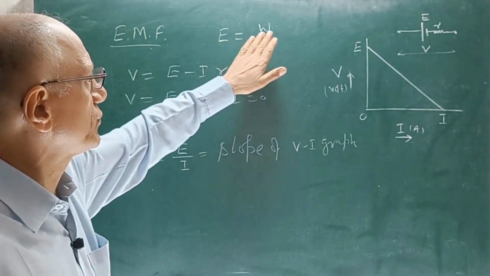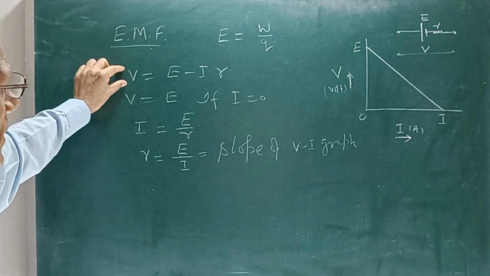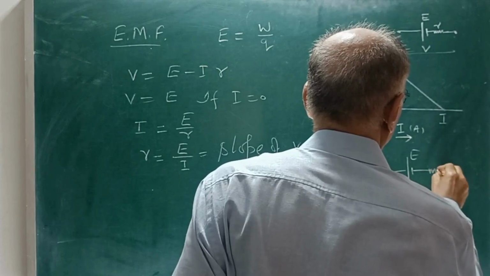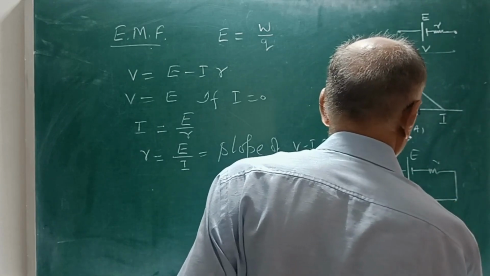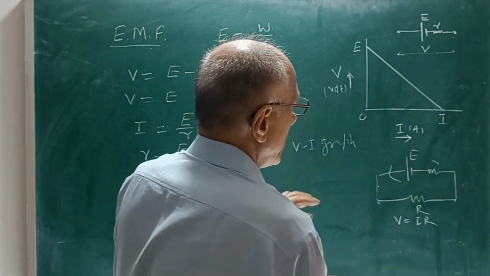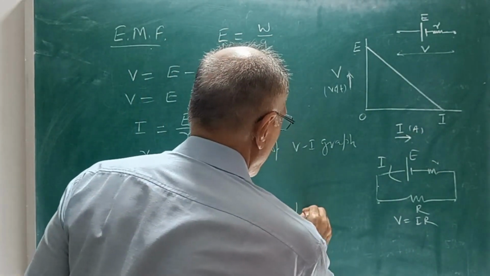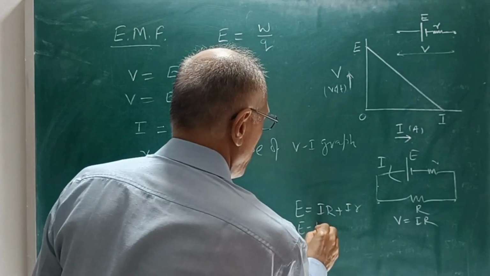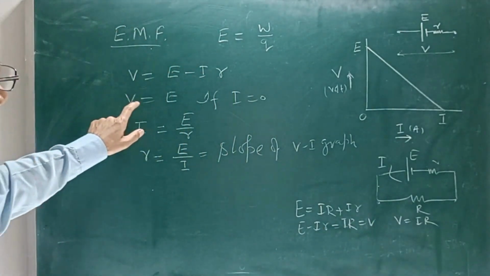So that means E equals W by Q. That is also the definition of the potential difference. So here V equals E minus IR. Suppose you connect this cell with its internal resistance r and then a resistance capital R over here, so this will be the V. That V will be equal to I into R. So this V will be equal to E minus Ir, because here E will be equal to IR plus I into r. So E minus Ir will be equal to IR, that is equal to V. So this V is E minus Ir.